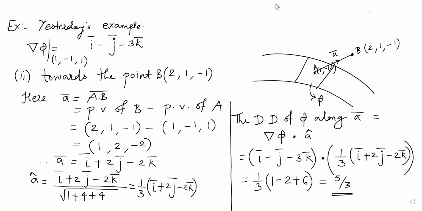So this is the second category of question where you have to find the directional derivative of this phi along this A bar. But then how do you get that A bar? Here the fixed point A was already there, correct? It is given that towards the point, so you have to take it from the point towards the point, correct? That is nothing but your AB bar. AB bar is your A bar. So here A bar is not given directly; you have to find it out.